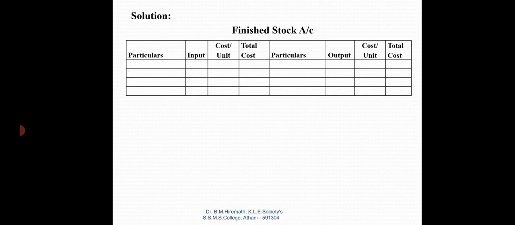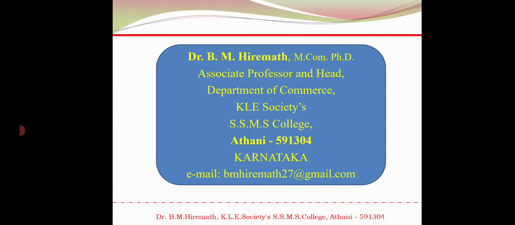Now last one, finished stock account, that is finished stock of process 3 is to be transferred to finished stock account. To process 3, total number of units 270 and cost per unit is rupees 80 and total is 21,600, and keep the total.